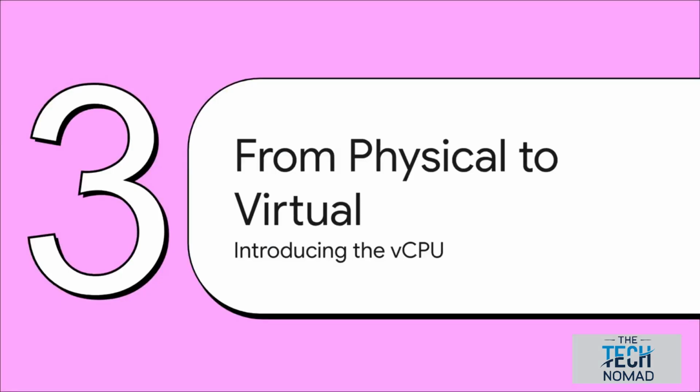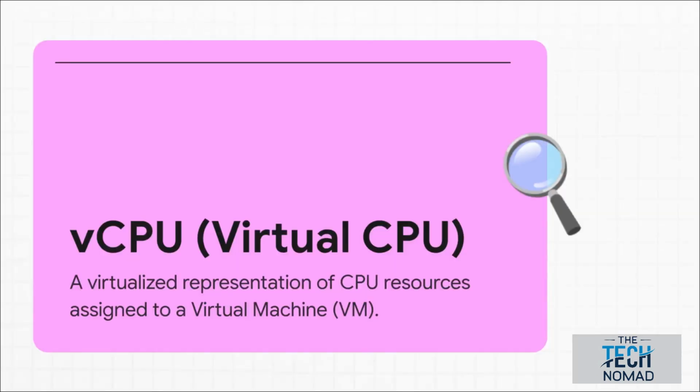Okay, I think we've got a pretty solid grip on the physical hardware now. So let's switch gears. We're going to move up a layer and see how all this stuff gets translated into the world of virtualization. And this is where we finally meet the vCPU. So, a vCPU, or a virtual CPU, this is not something you can go buy at a store and hold in your hand. It's not physical. It's purely a software construct.